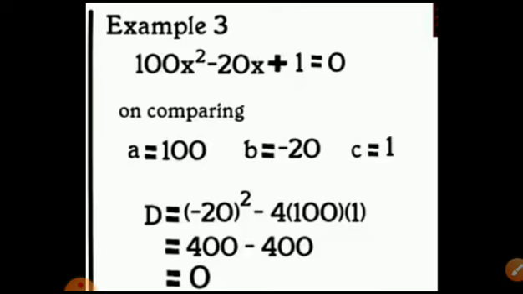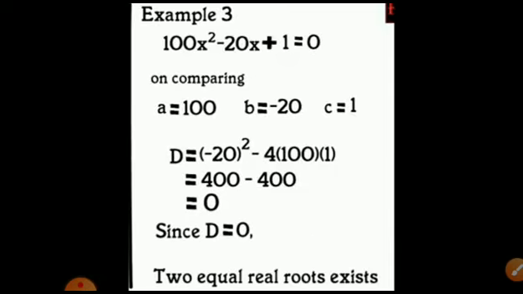Now if the value of D is 0, it will have only one root, but since it is a quadratic, it should have two roots. So it will have the same roots. If your D is equal to 0, I can say that it has two equal real roots. Is it clear how to determine the nature of the given quadratic equation?